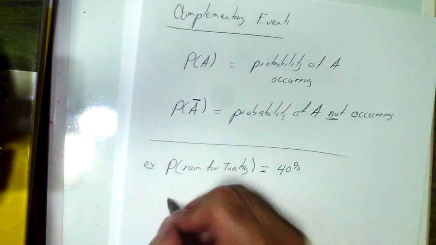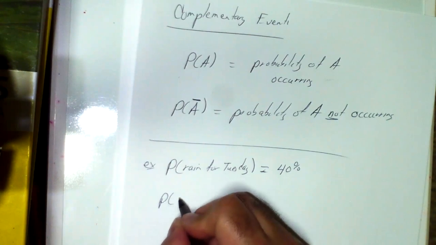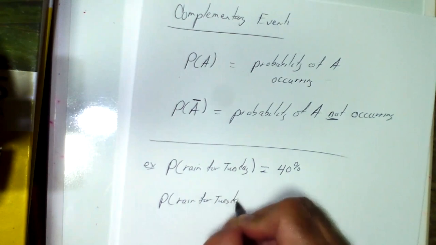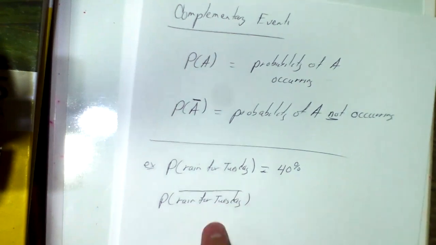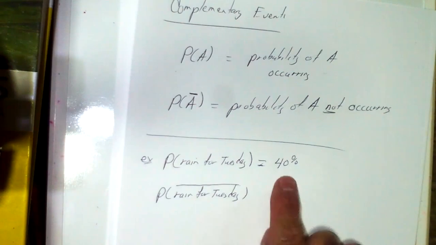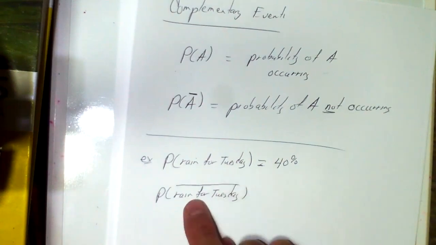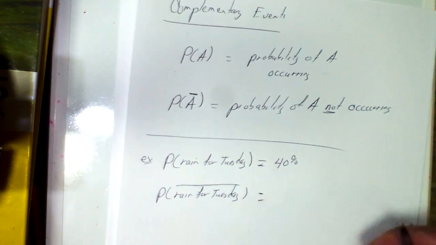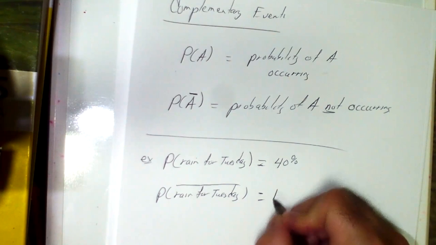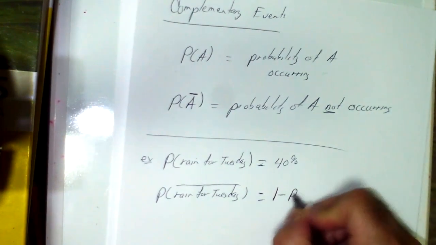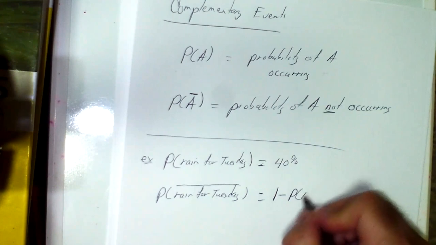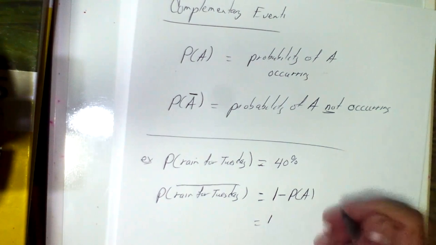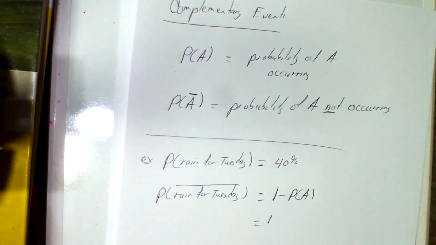All right, what is the probability of A with a line on top of it? What does that mean? That means it's not going to rain. So 40 means it's going to rain. With the line means it's not going to rain. How do we figure that out? What you do is you subtract 1 minus the probability of A, that it does occur. So in this case, you would do, well, it's not 40, 100%, sorry.